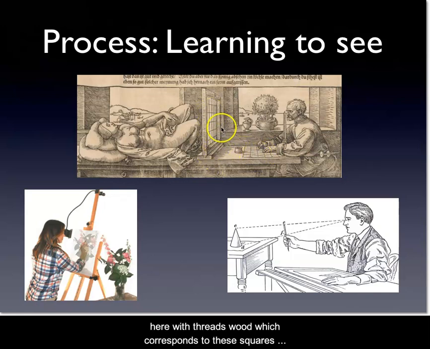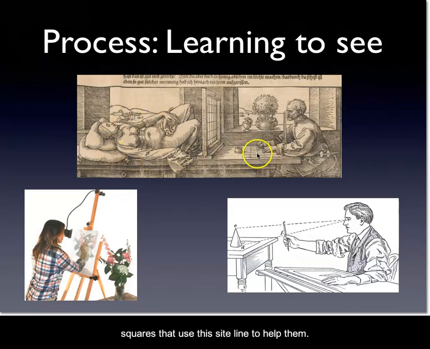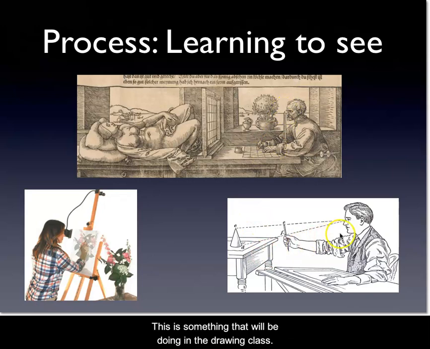You could see a window screen here with thread through it, which corresponds to these squares exactly. And this is the subject matter here. So they drew according to the squares. And they used this sight line to help them. This is something that we'll be doing in the drawing class, that I'll be teaching you about sighting and about how to measure those and how that relates to your picture frame.